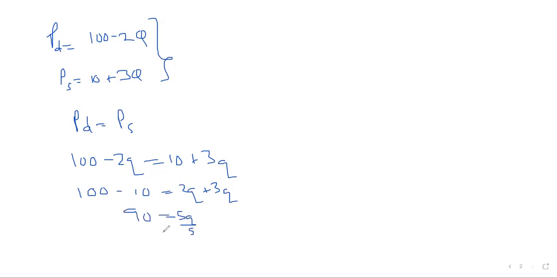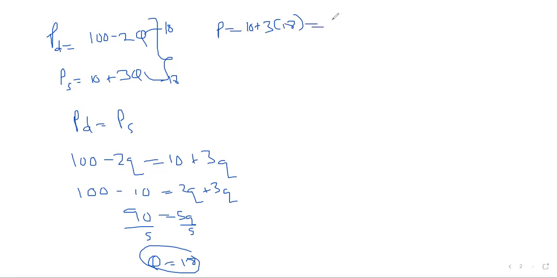So when you divide both sides, we discover that our Q is equal to 18. And this 18 can be substituted in any of these two. So we're going to calculate now the value of what? The price. So 10 plus 3Q. So where there's Q, put an 18. So here what we're going to get is 64. So this is our equilibrium price.